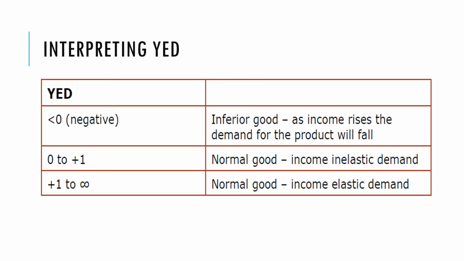So let's have a quick summary here. A negative income elasticity of demand means an inferior good. As incomes rise, the demand for the product will fall. If it's positive, then we're talking about a normal good. And if the elasticity is between 0 and 1, we're talking about inelastic. And if the elasticity is above 1, from 1 to infinity, then we're talking about elastic demand. The change in demand will be quite big compared to the change in income.